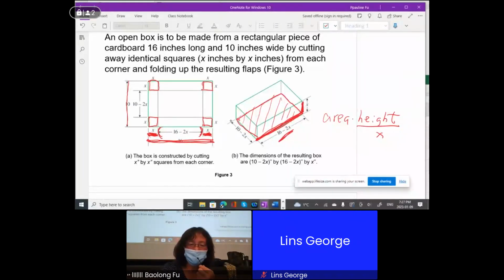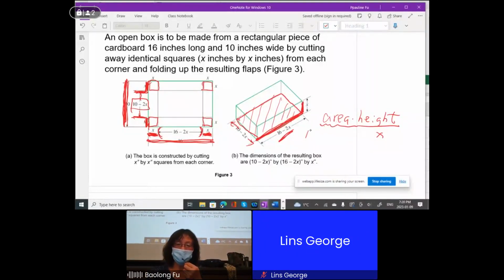On the other hand, what is the width from here to here? It is 10 minus 2x, because this side is 10 and you cut x here and x here, one x and another x. So from here to here you have 10 minus 2x. Did you see 10 minus 2x? Any questions?